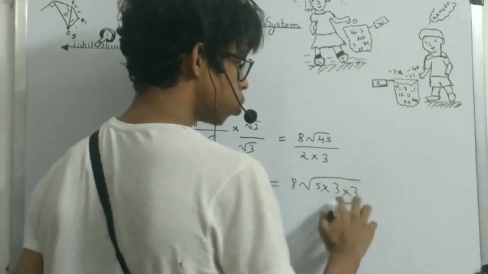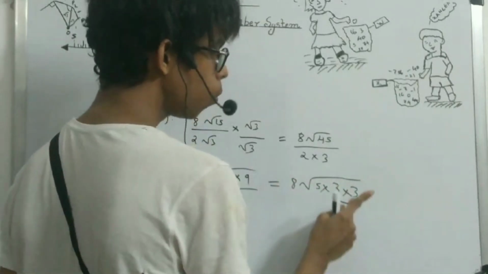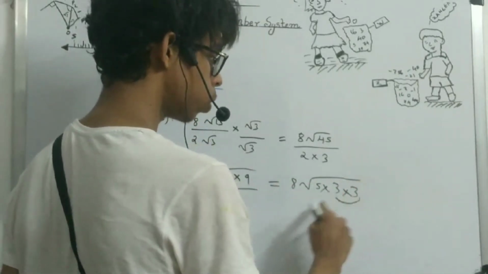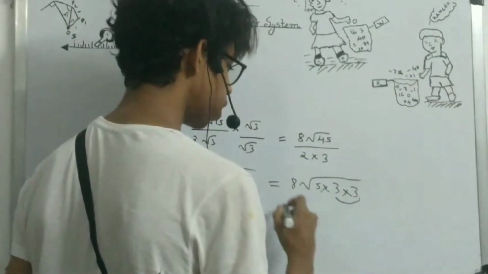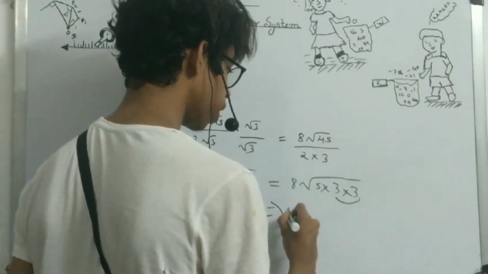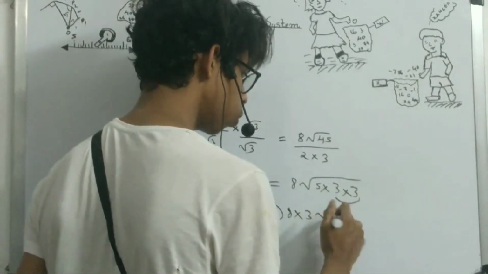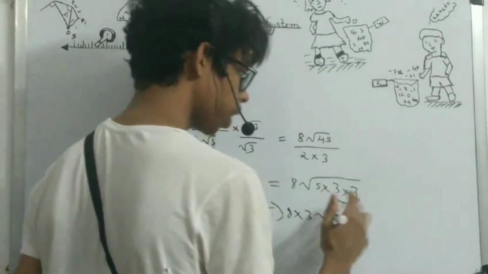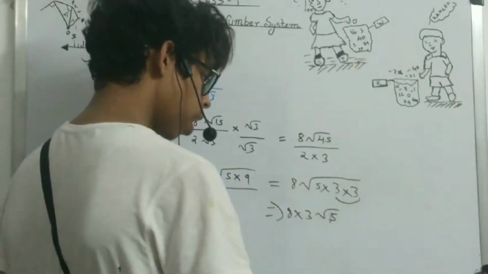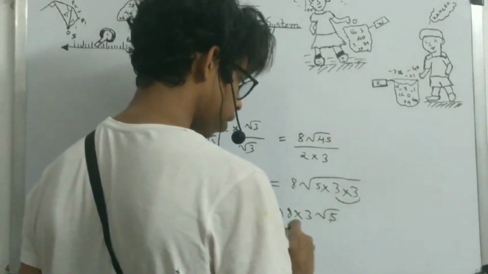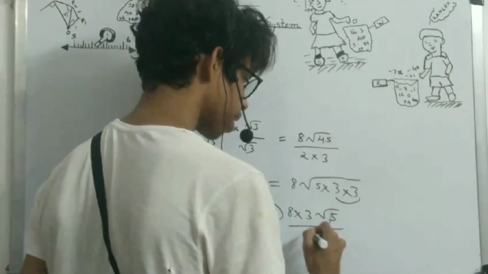So you see here, this 3 is present as a group of 2. So otherwise we know root of 3 into 3 is 3 itself. So we can take this 3 outside the root. So what will we get over here? 8 into this 3 comes out, root 5. If something is present as a group of 2, always take it outside. So here we got 8 into 3 by 6.